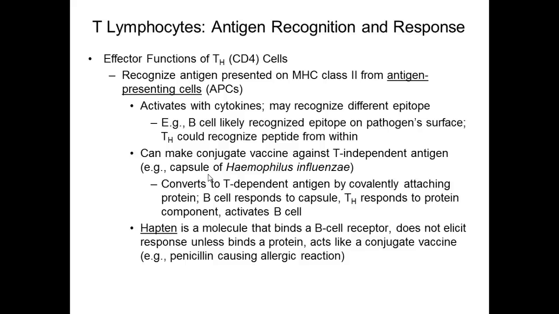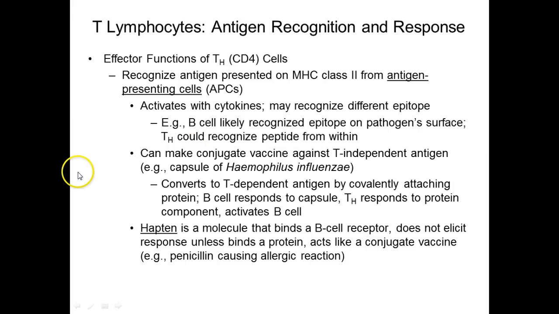So the T-dependent antigen is covalently attached to the protein. And the B cell responds to the capsule, and the helper T cell protein component activates the B cell, right? So we're using two components together. One to get the T component going, and the other to get the B cell going. Conjugated, what they mean is they put the two pieces together, right? So that we get activation across the way.